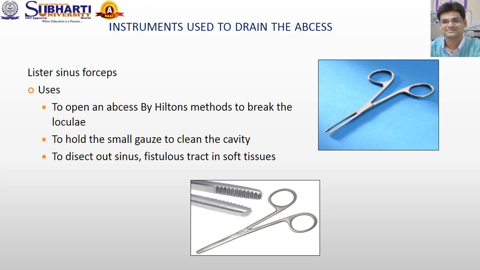So once inserted inside the abscess, it is always inserted in a closed manner, and inside the abscess it is opened up in various directions to drain the pus or break up the loculi. This method is called Hilton's method. It is inserted into the tissue in a closed manner in order to avoid injury to vital structures. Apart from draining the sinus, it also helps to hold small gauze to clean the cavity, and to dissect out sinuses and fistula tracts in soft tissue.